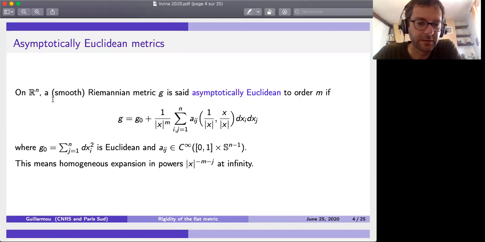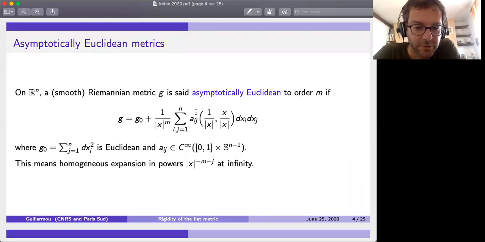I take a Riemannian metric g, smooth, everything will be smooth always. And I will say that it's asymptotically Euclidean to order m. So m, in the paper and in the talk, is going to be an integer. We could also work with non-integer, but for simplicity, we took m to be an integer. And the metric g is of the form g0, where g0 is just the flat Euclidean metric, plus a perturbation. And we assume that the perturbation can be written in the form I wrote.